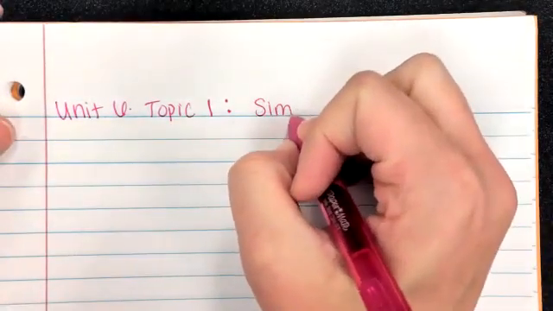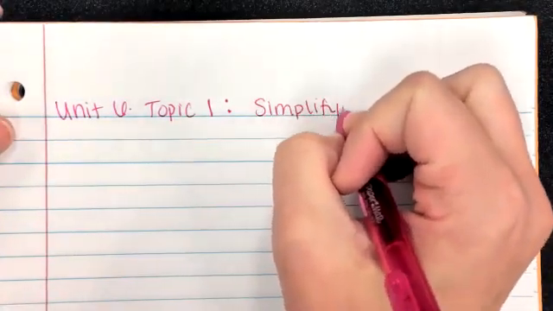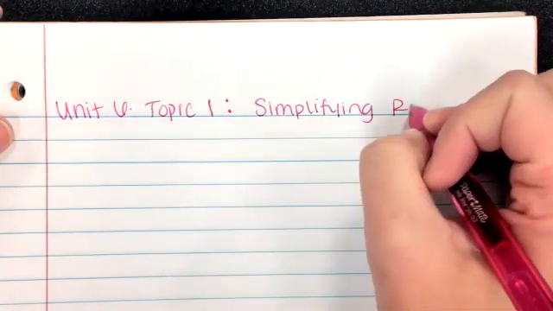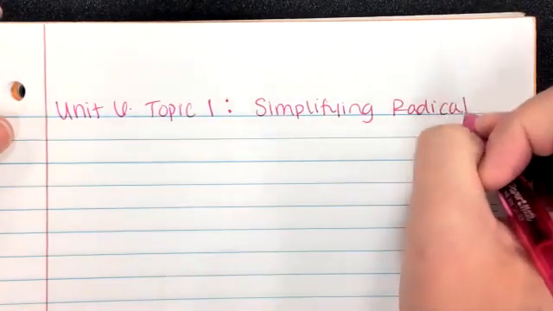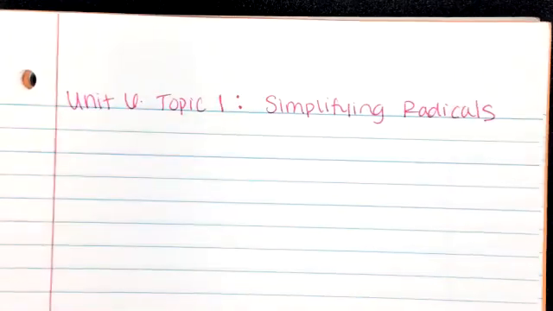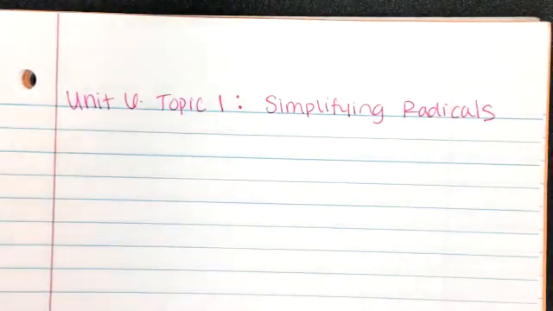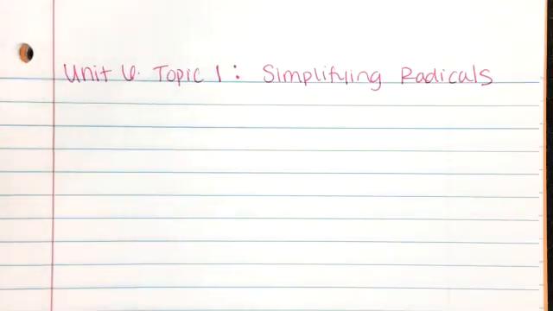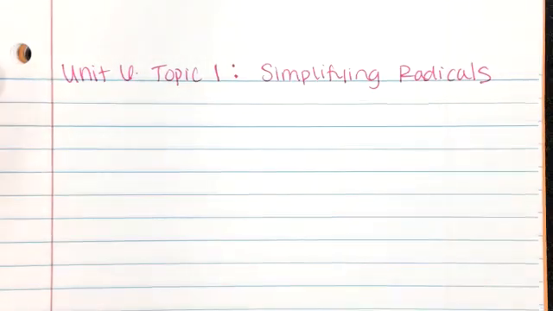So we are starting unit 6, topic 1, and it will be called simplifying radicals. We are doing this topic for 2 days. We're going to learn the basics today, and then tomorrow we're going to add in a brand new step. So I really need you to focus and get what I ask you to get done today so that tomorrow we can add our new step, okay?